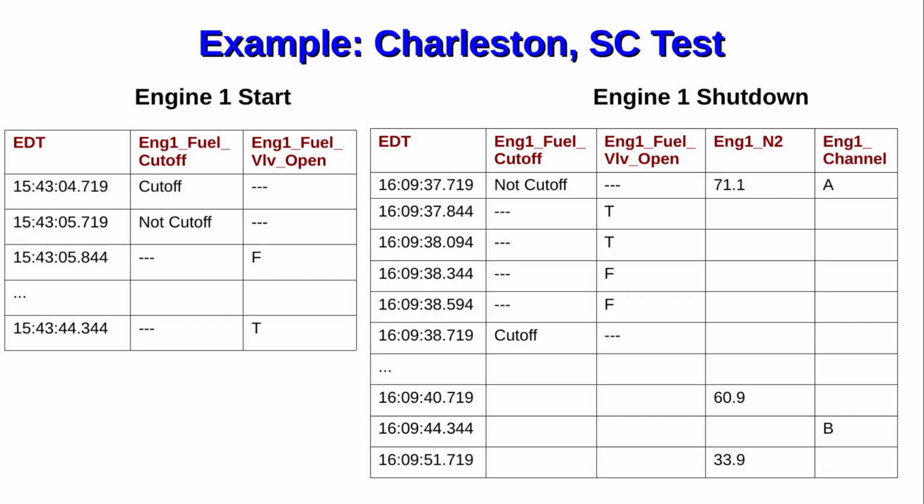Usually, only a few parameters are sampled at each timestamp, but in some cases the number can reach up to a few dozen. Let's look at certain parameters from the data file for Engine 1, the engine that did not fail, during startup and shutdown.